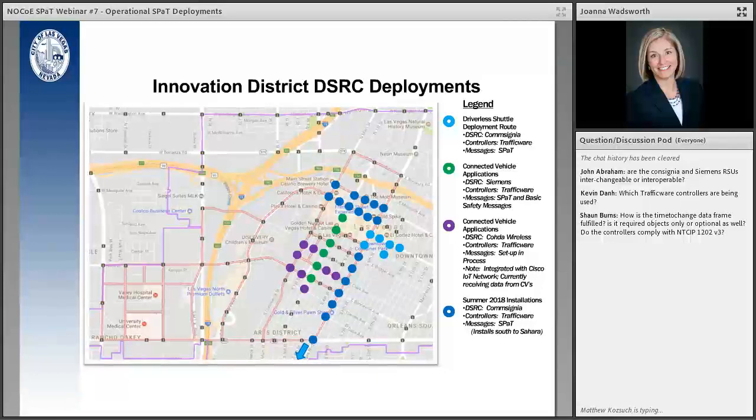These installations will be an extension of a project that was completed in partnership between Clark County and Aptiv. They had installed DSRC units on Las Vegas Boulevard in late 2017, south of Sahara to the Welcome to Las Vegas sign. I believe there were 43 roadside units installed in that project.